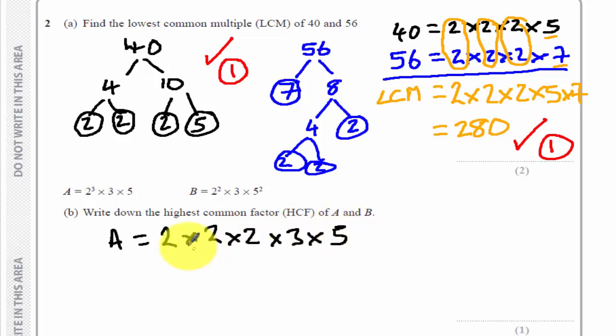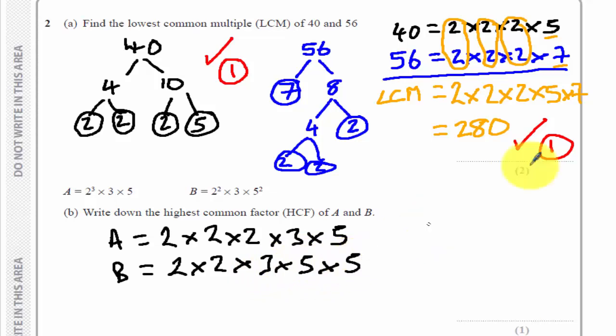So that's A, 2 cubed times 3 times 5. Notice I don't have to work out what A actually is. And B is 2 times 3 times 5 squared. So I've got my two numbers written out. This time I don't want the lowest common multiple. I want the highest common factor.